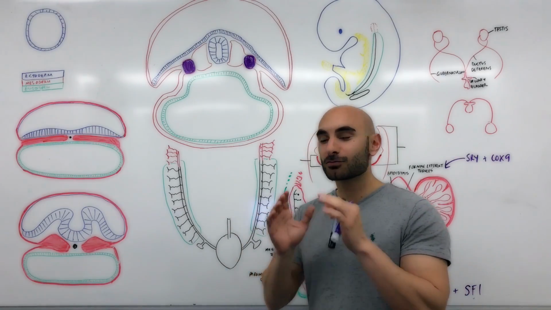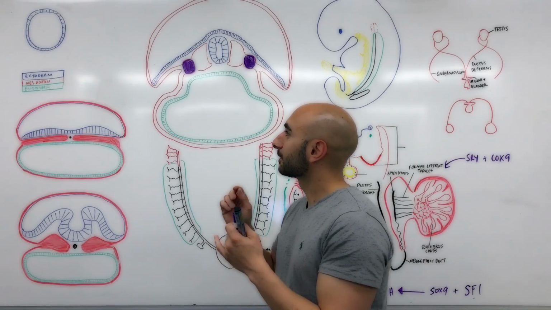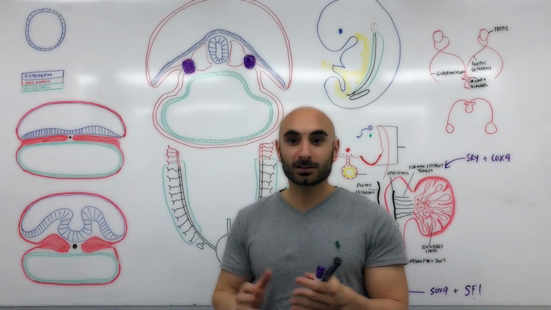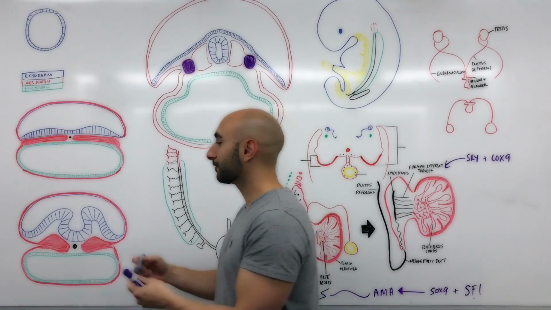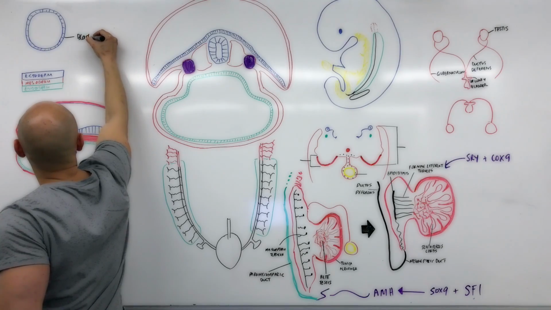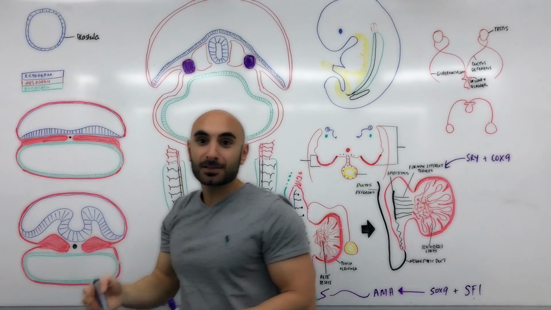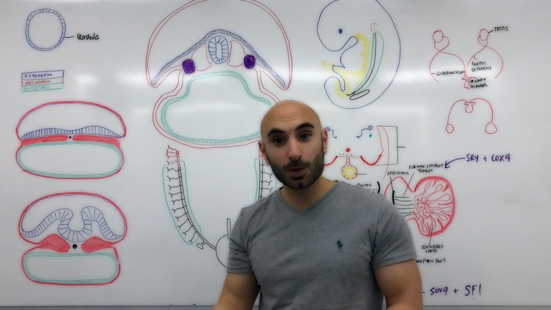Okay, we're going to start right at the beginning with fertilization. A sperm and an oocyte join. The oocyte is fertilized and then they form a ball of cells called a blastula. This blastula undergoes gastrulation to form the three germ layers.